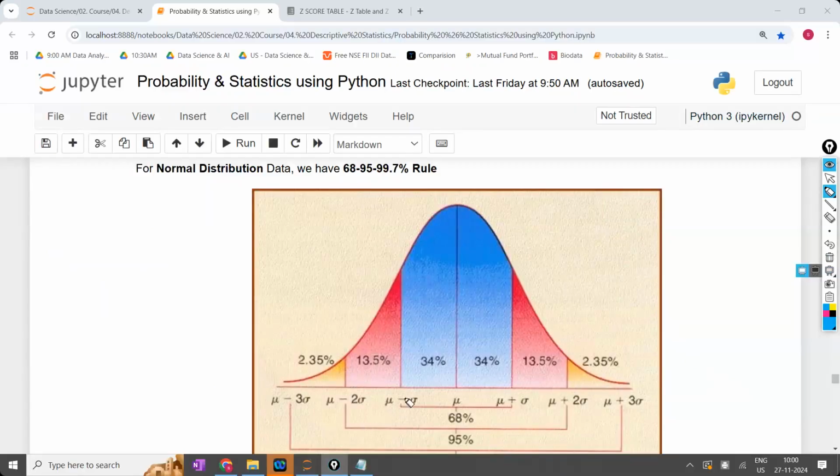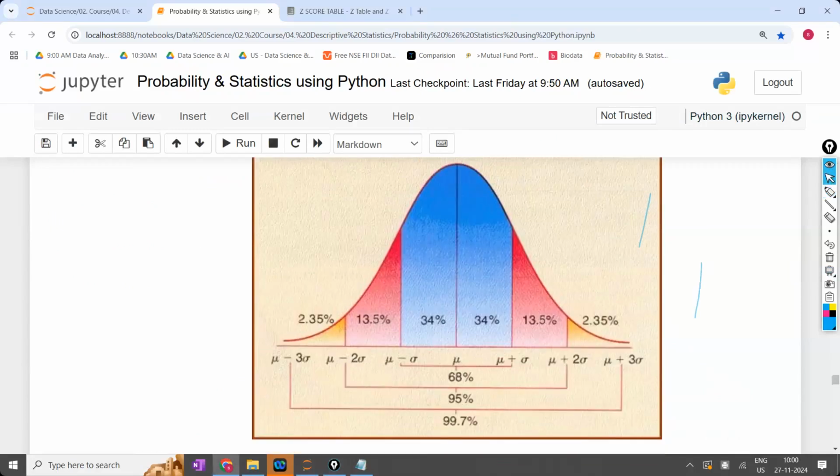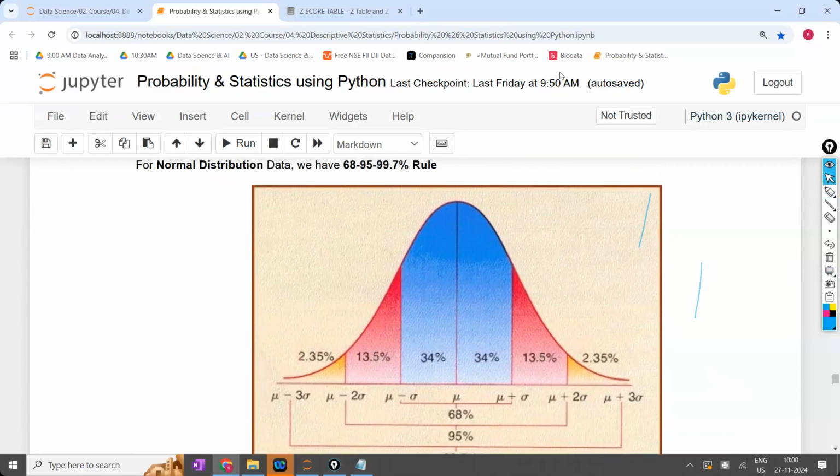Same. From minus sigma to plus sigma, it is 68. From minus 2 sigma to plus 2 sigma, it is 95. Similarly, from minus 3 sigma to plus 3 sigma, it is 99.7%. So it is called the 68, 95, 99.7 rule.